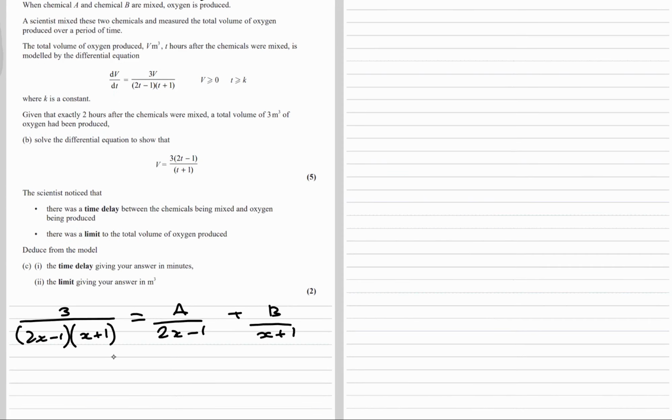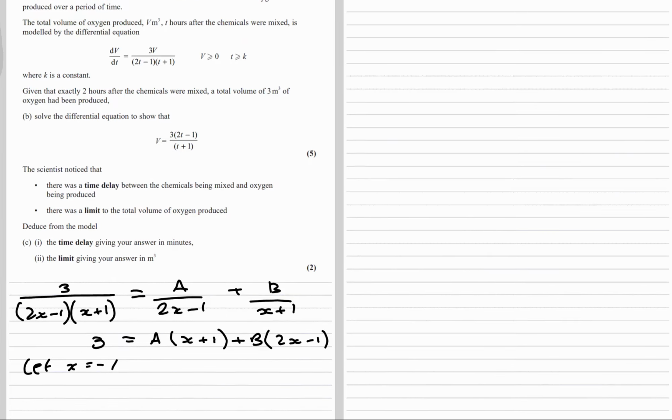Then we're going to multiply through by the denominator. So that will give us 3 equals A times (x plus 1) plus B times (2x minus 1). We can find out what A and B are by substituting values in for x. So if we let x equal -1, -1 plus 1 will be 0, so A will disappear. It will get rid of A, so we'll only have B left, and we'll be able to find out what it is.